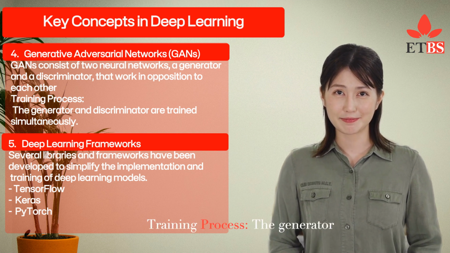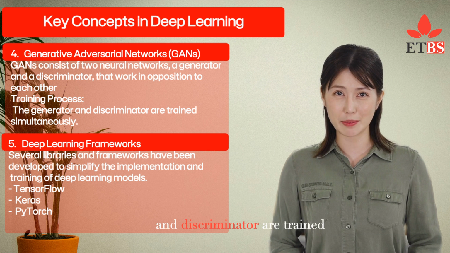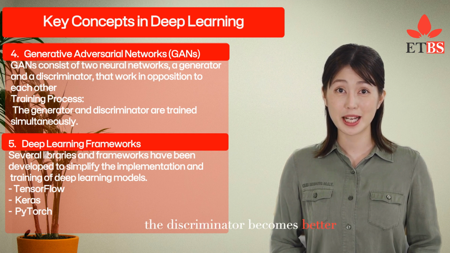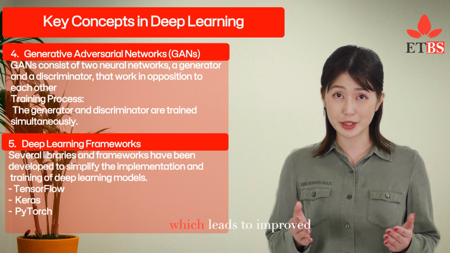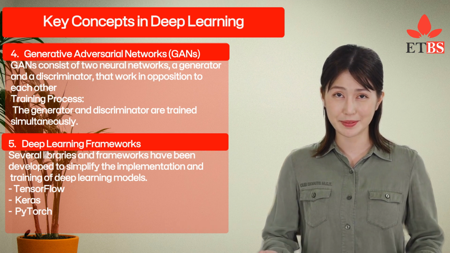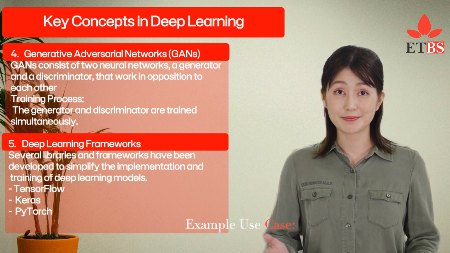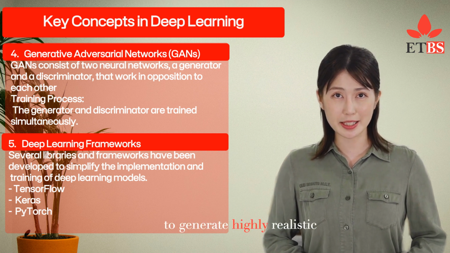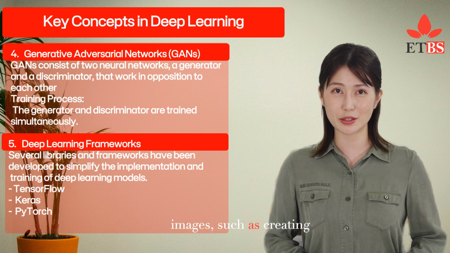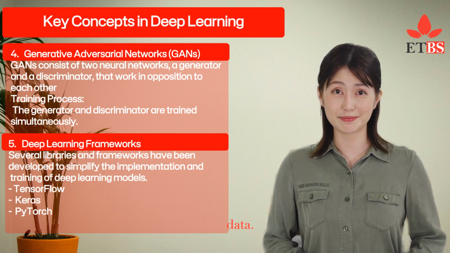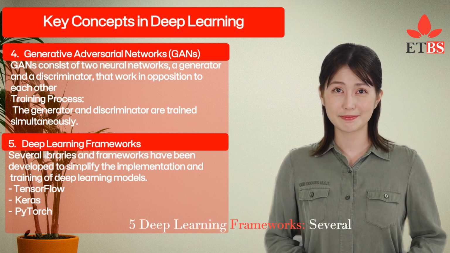Training process. The generator and discriminator are trained simultaneously. As the generator improves, the discriminator becomes better at detecting fake data, which leads to improved performance on both sides. Example use case: image generation. GANs have been used to generate highly realistic images, such as creating new faces or artworks based on the training data. 5. Deep learning frameworks.